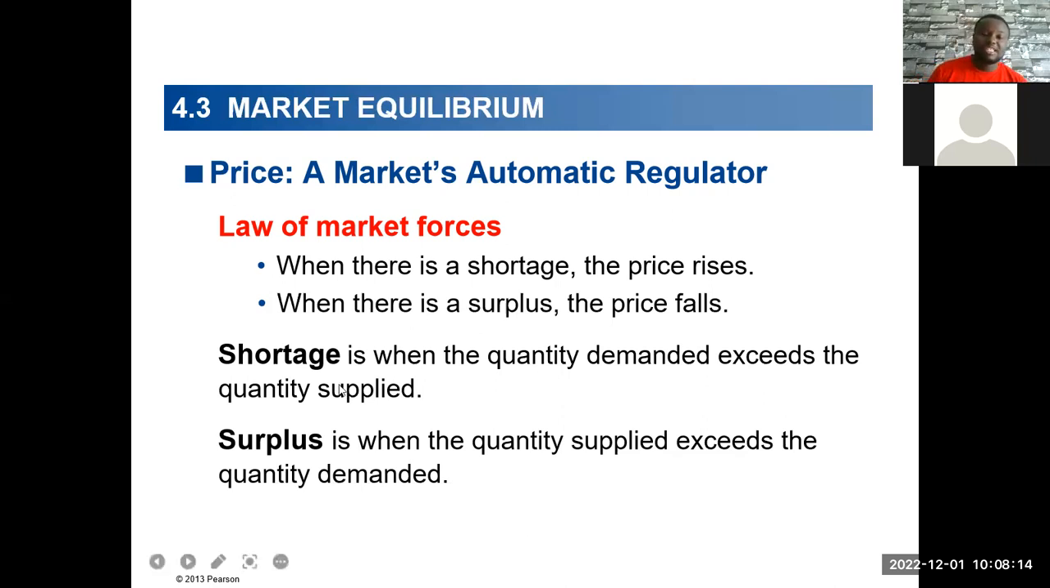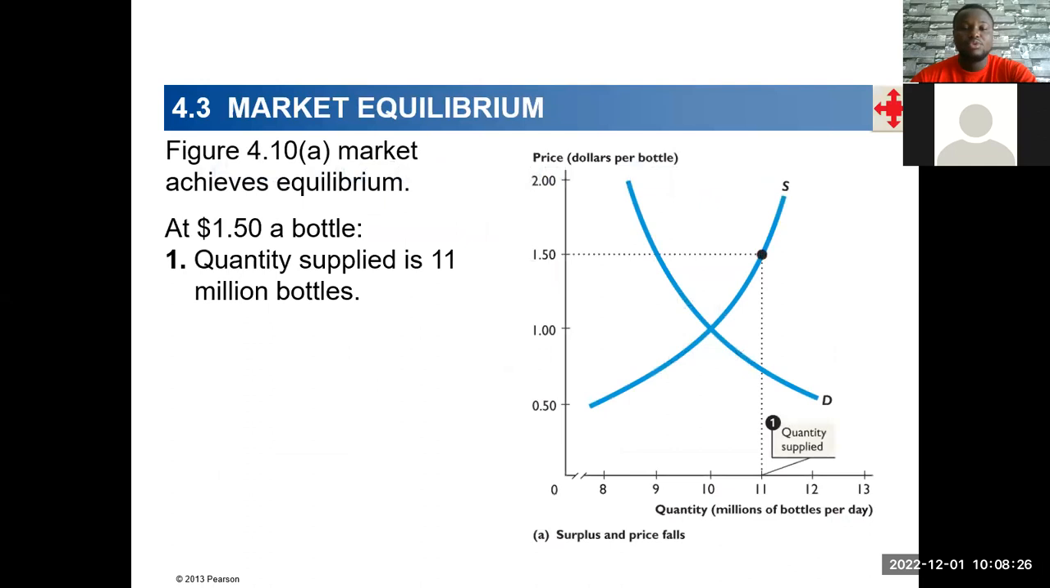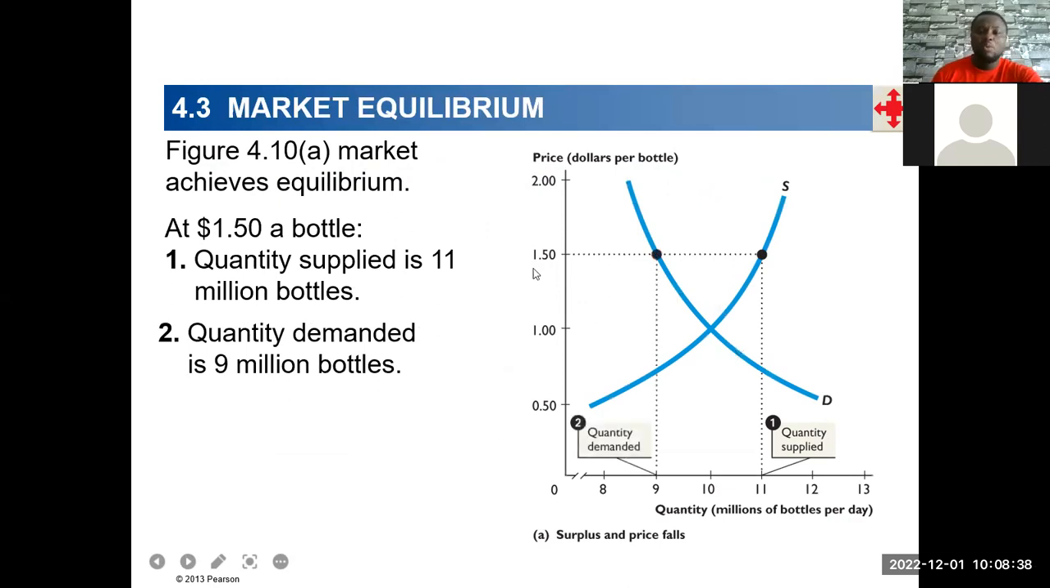So whenever we have a shortage, we should expect an upward movement in price. But whenever we have a surplus, we should expect a downward movement in price. Okay. So let's use a diagram to explain this. Remember, the equilibrium price was 1, and the quantity was 10. Now, when the price is 1.5, what do we see here? The quantity supplied is going to be 11, but quantity demanded is 9.